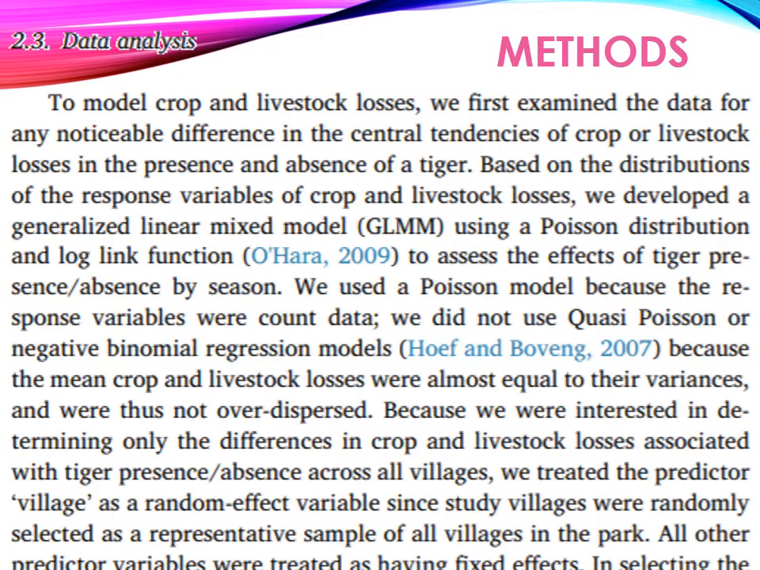When you look at the methods of this one, you can see how I could get bogged down. So it talks about a generalized linear mixed model and a Poisson distribution and a quasi-Poisson or a negative binomial regression model. This is where you might need some help. You can look these things up. It's a little more complicated.